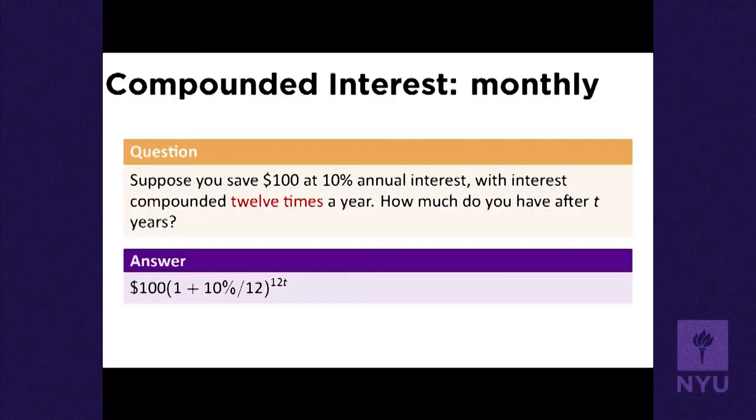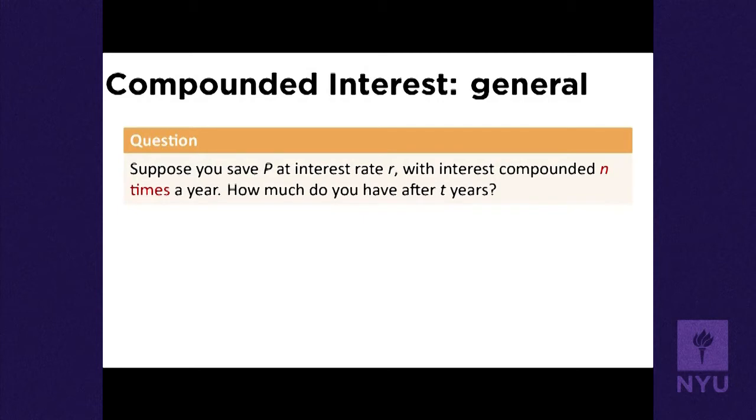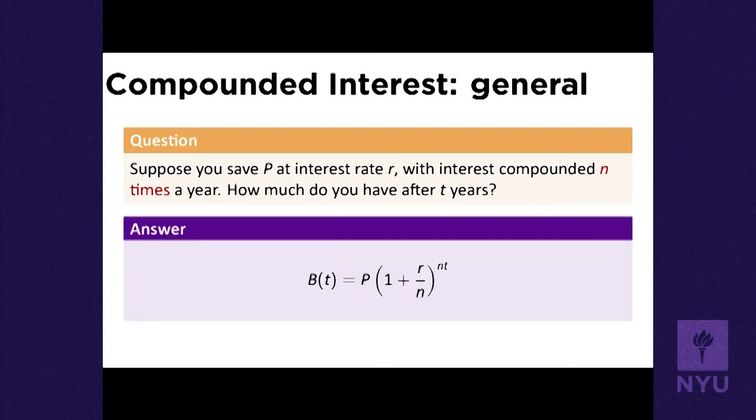Oh my God, look at all these letters. Well, we just have to substitute in the letters that we were using for numbers in this previous example. So instead of $100, we'll just write P. Instead of 10%, we'll write R. Instead of 12, we'll write N. And T will still be T. So the answer we'll get is P times 1 plus R over N to the NT power. This is the amount of money we would have in our account if it were compounded n times a year for T years. Okay. Looks nasty, but it's really just a generalization of what we've been doing in the previous 4 or 5 slides.